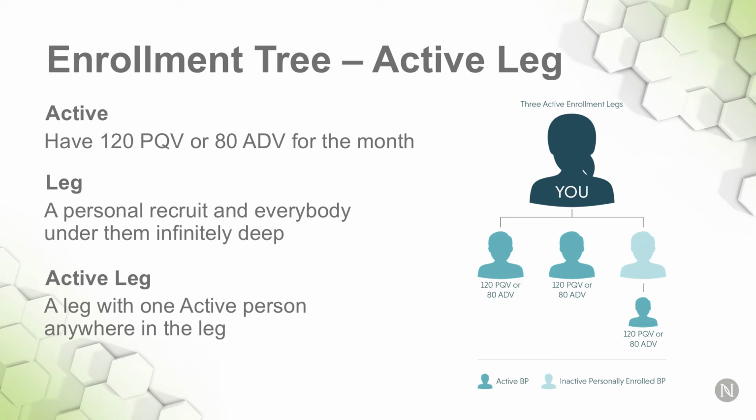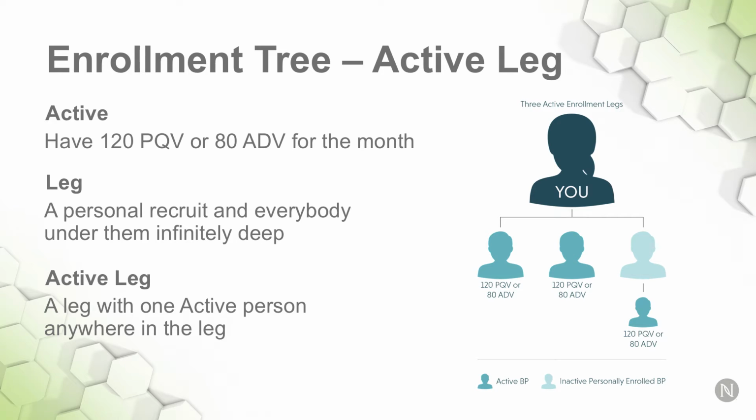And here's the example. Now, when you look and you see you, and under you, that first person has 120 PQV or 80 ADV. What does that 80 mean? 80 means you have 80 in volume in your auto delivery order, your monthly order that comes in every month, and you're set up on that in advance, and it's great because then you just don't miss a month. And it's products you're going to use anyway.